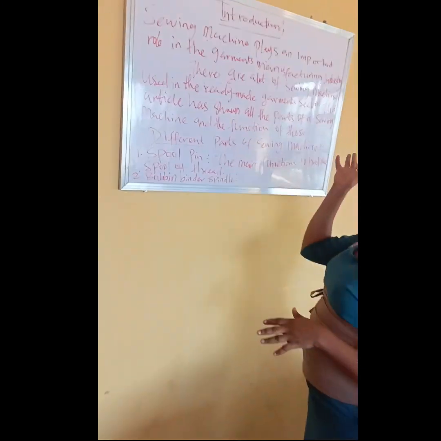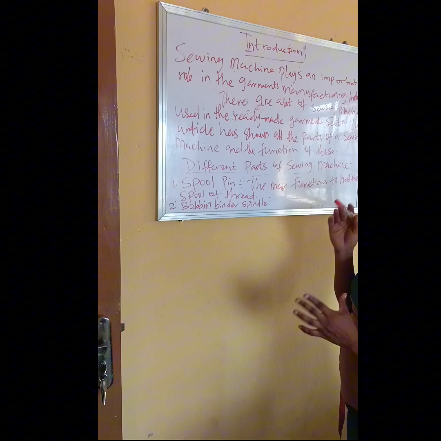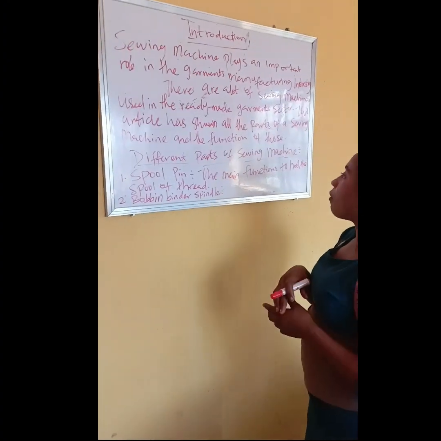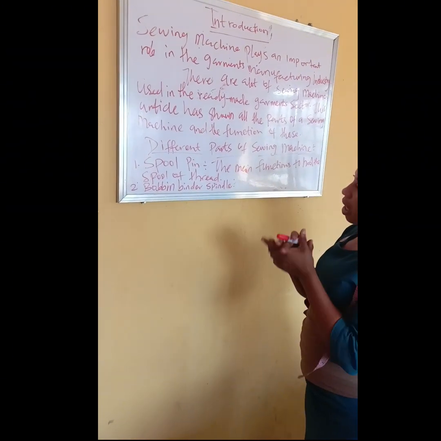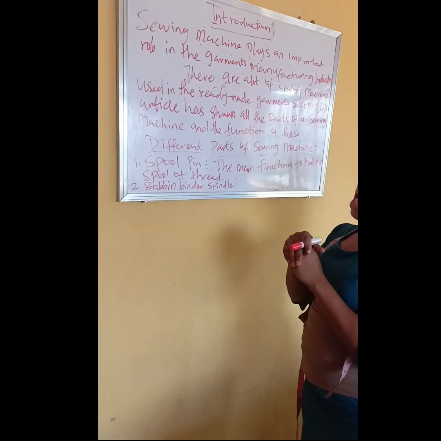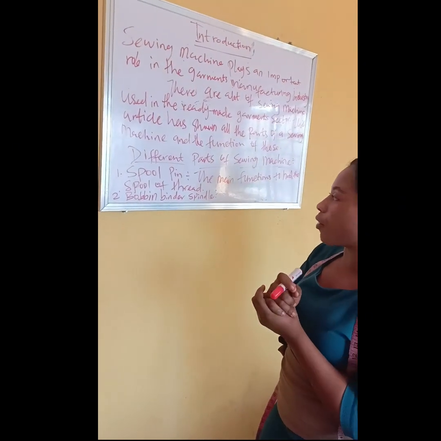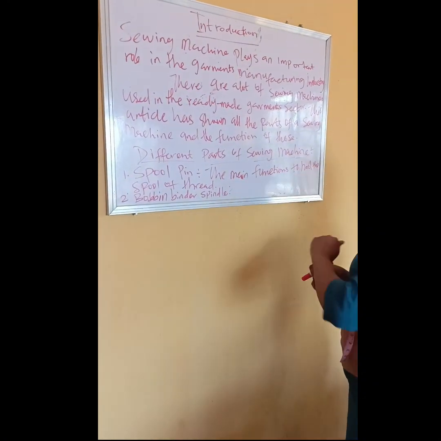Now let's come back to our explanation. As you can see, this shows us that the parts of sewing machines and their functions are all different. They differ, and their functions are very, very different from each other. Now we look at the different parts of the sewing machine itself.